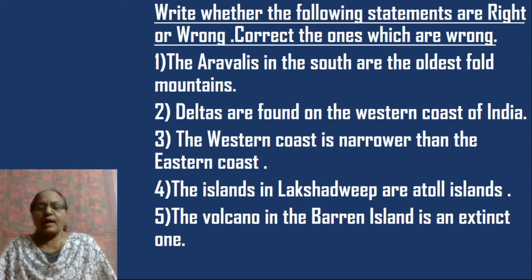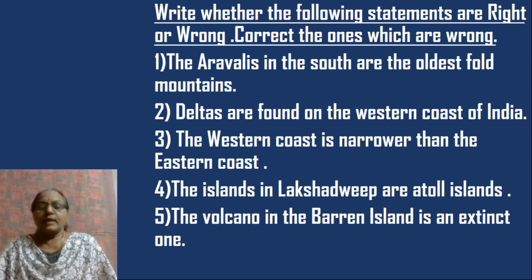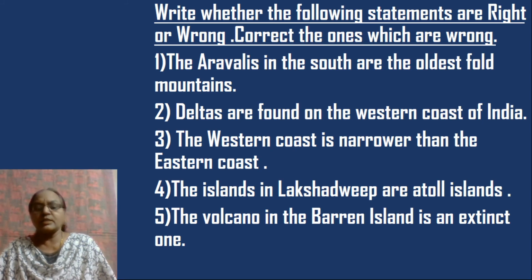The next one, the islands in Lakshadweep are atoll islands. Now the islands in the Lakshadweep are atoll islands. So again, the statement is right. The fifth one, the volcano on Barren Island is an extinct one. The volcano on Barren Island is not an extinct one. It is an active volcano. So the statement is wrong. The corrected statement is the volcano on Barren Island is an active one.